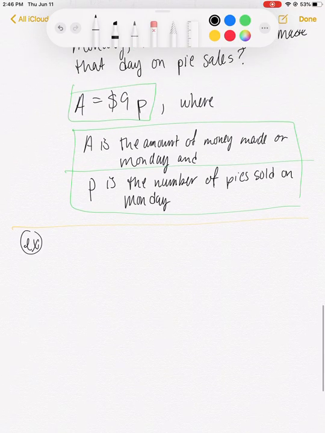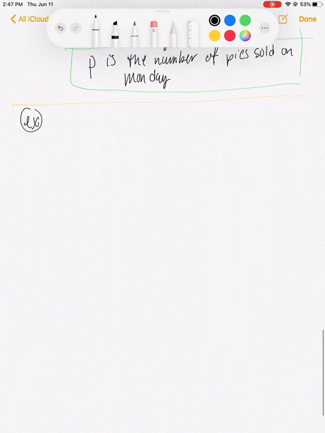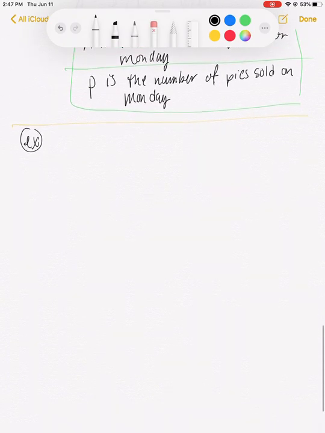Okay, let me go. Yeah, so A equals $9 P times P, and A is the amount of money made on Monday, and P is the number of pies sold on Monday. So you don't want to go too fast through that one at the end here.